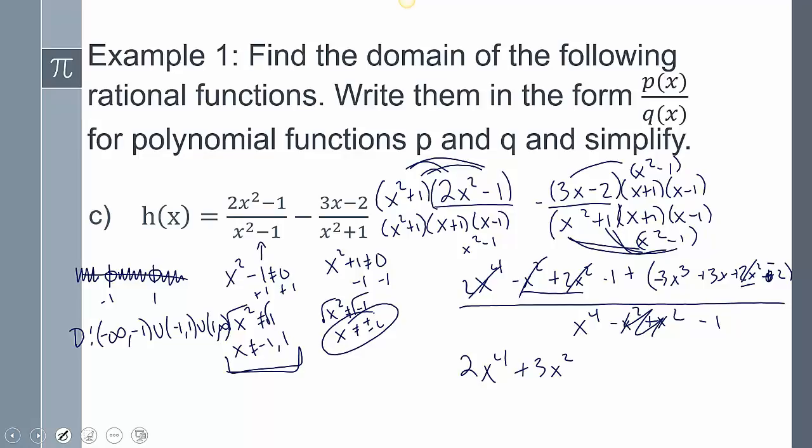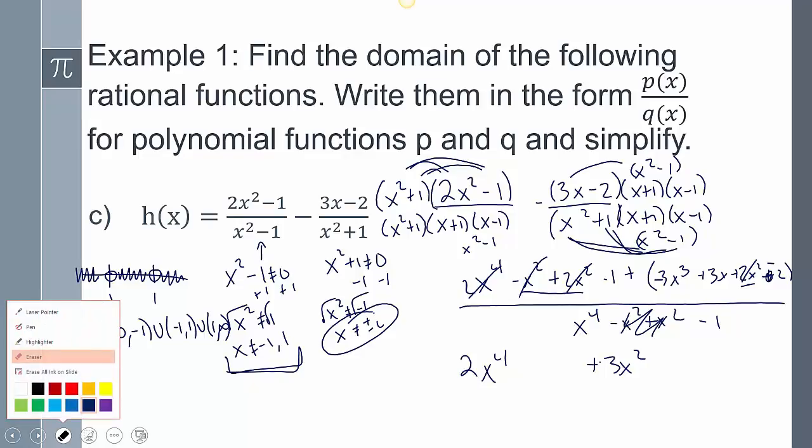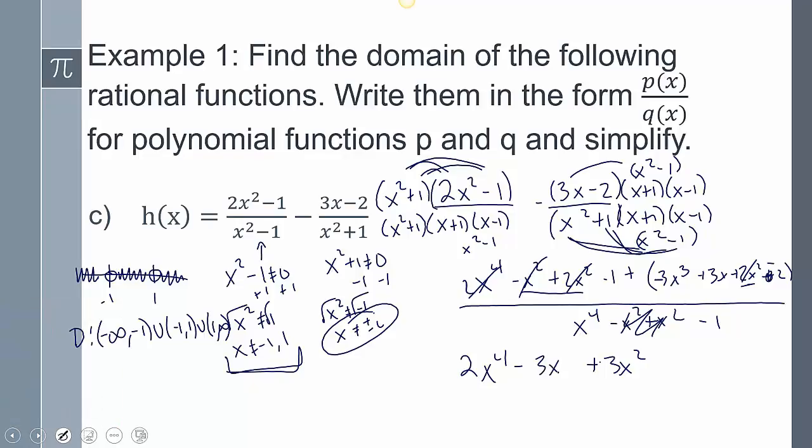And then I do have a negative cubed, so let's do that. So plus 3x squared. I do have a minus 3x cubed. And then I have a plus 3x, and then a minus 3. And this is all going to be over x to the fourth minus 1. So I have my p of x over q of x.